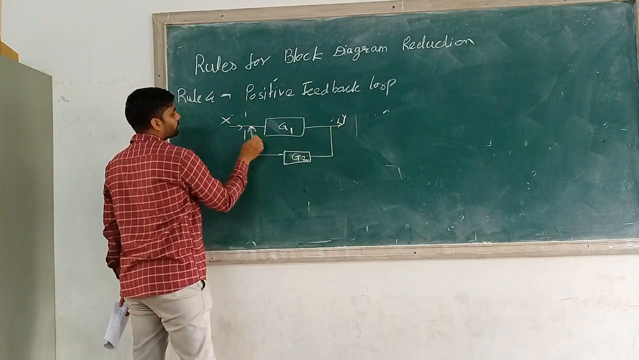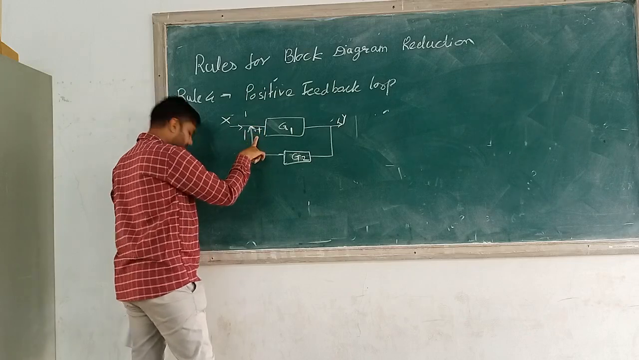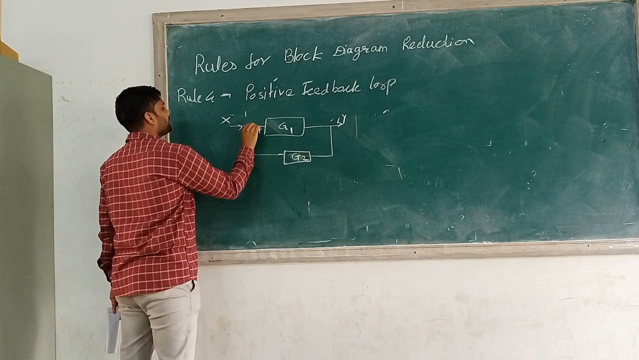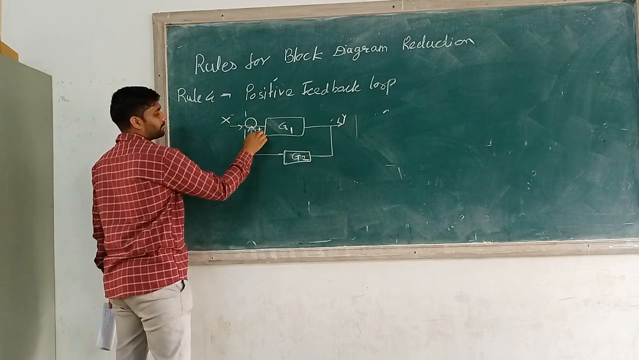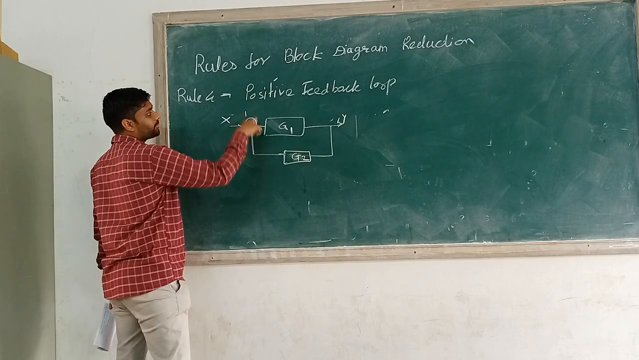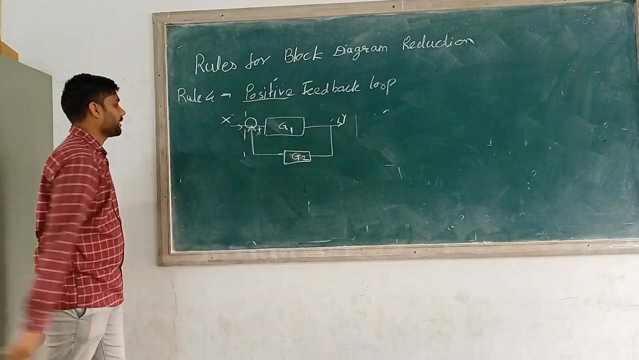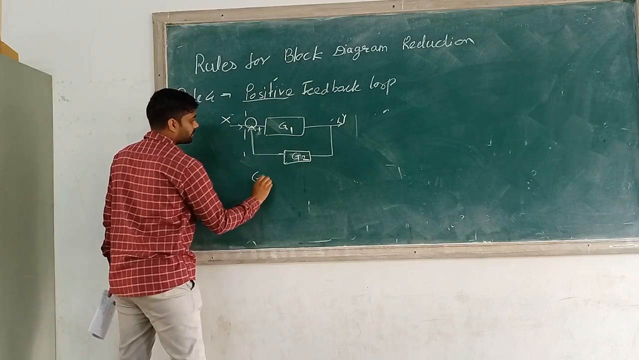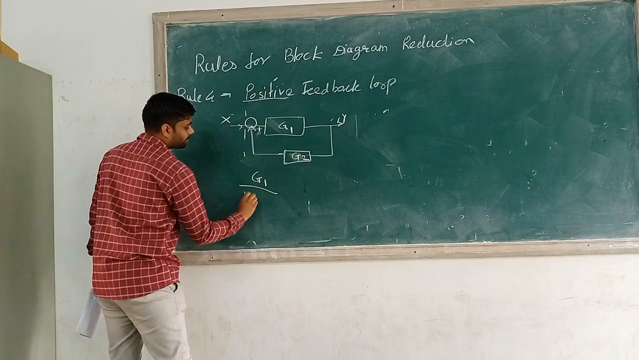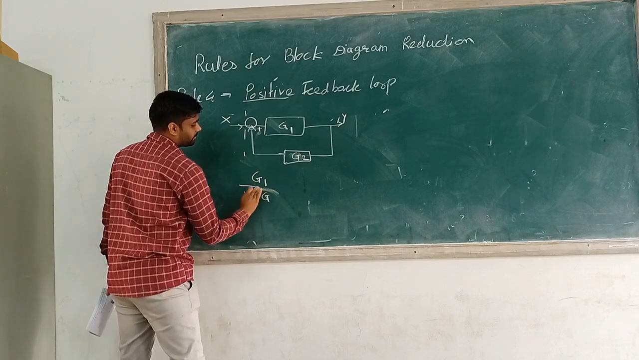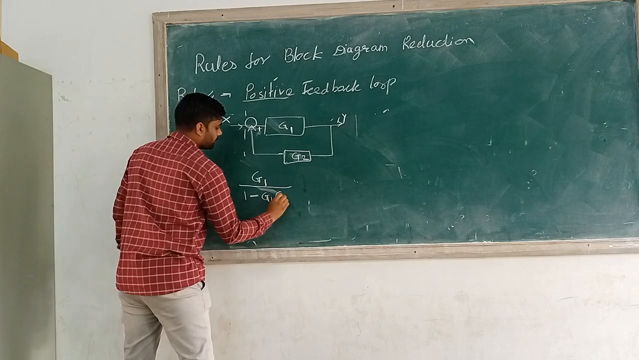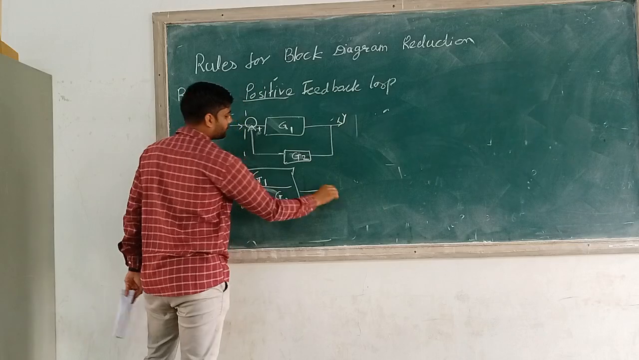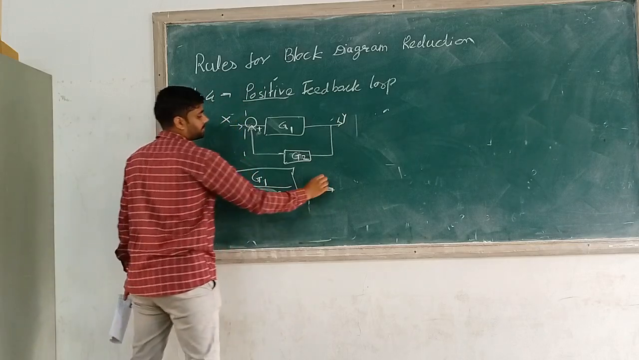Why are we calling it a positive feedback loop? Because of having this plus sign here. Sometimes this plus is shown there, or sometimes we have this summing point here. And by watching this positive sign, we call it a positive feedback loop. And how are we going to reduce it? By using this formula: G1 upon, as plus is present here, minus comes inside the denominator. G1 upon 1 minus G1 into G2. This is the simple reduction of this positive feedback.